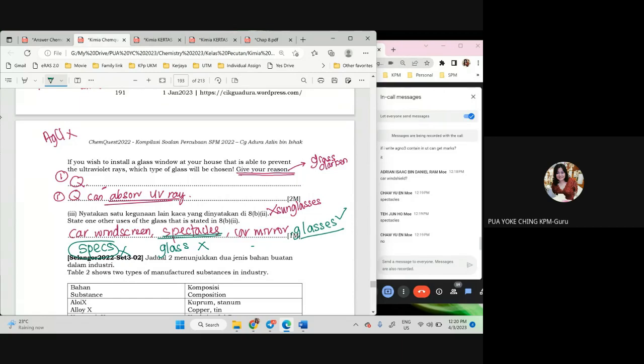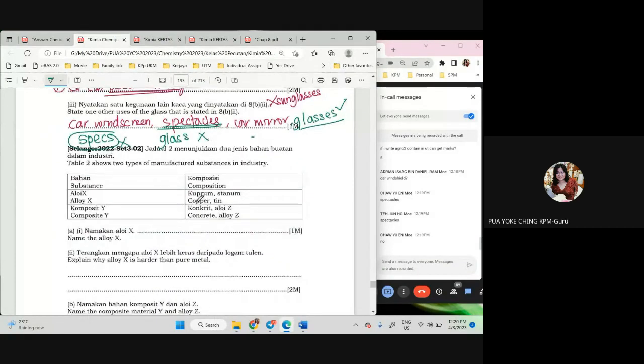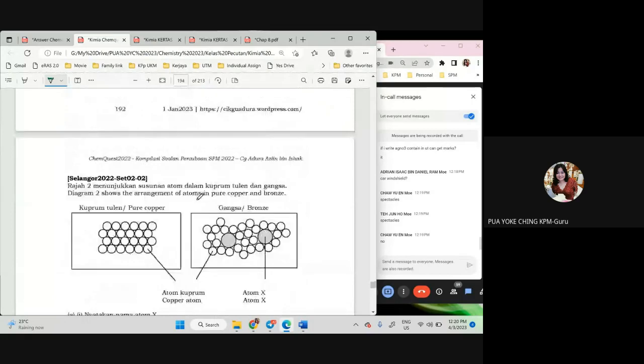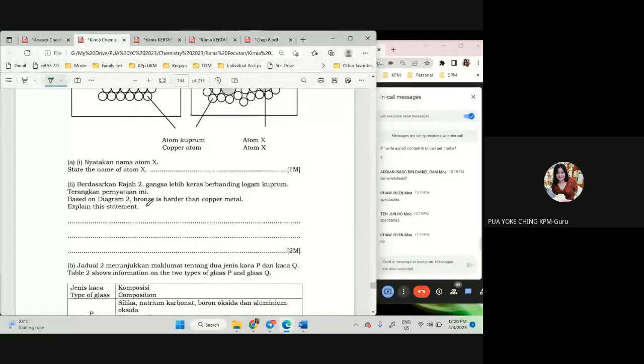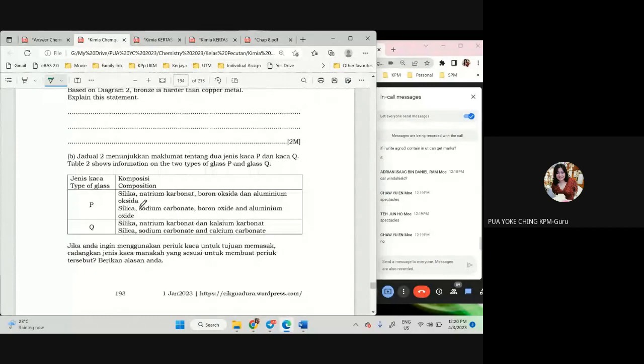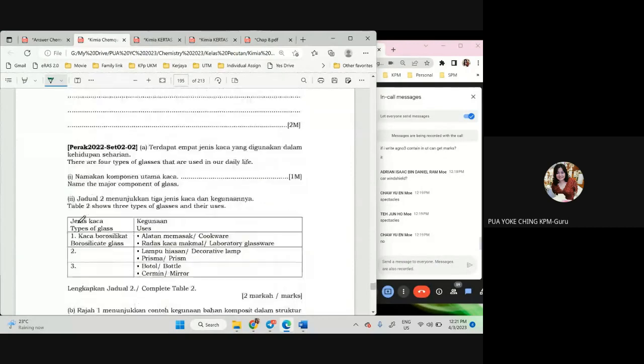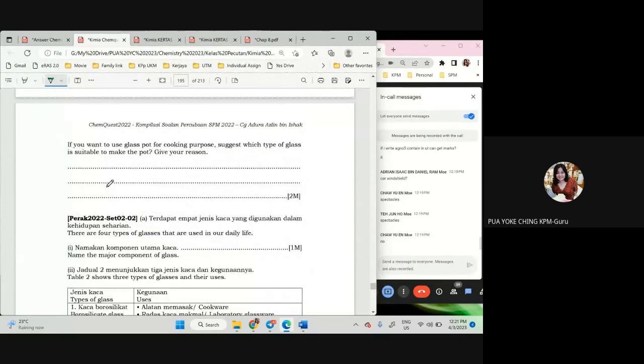So, this is SPM 2021 about the photochromic glass that they ask a lot. The rest, I see the questions are more or less the same. Bronze is harder, then explain. This is Q, this is Y, and then the reason. So usually it will ask you to choose and then give a reason. So you check the marks. If choose, 1 mark, and then reason, 1 mark. So if it is 3 marks, it means you need to have 2 reasons. The 2 reasons can be 2 different properties.